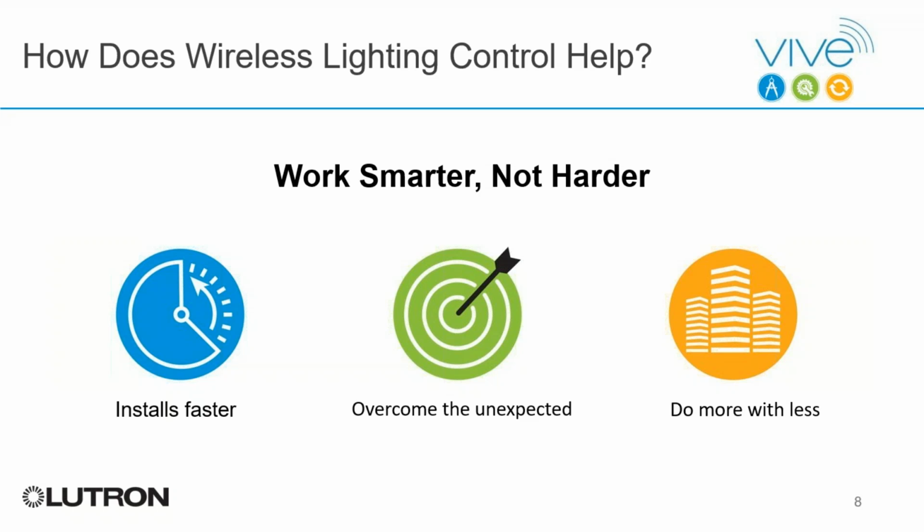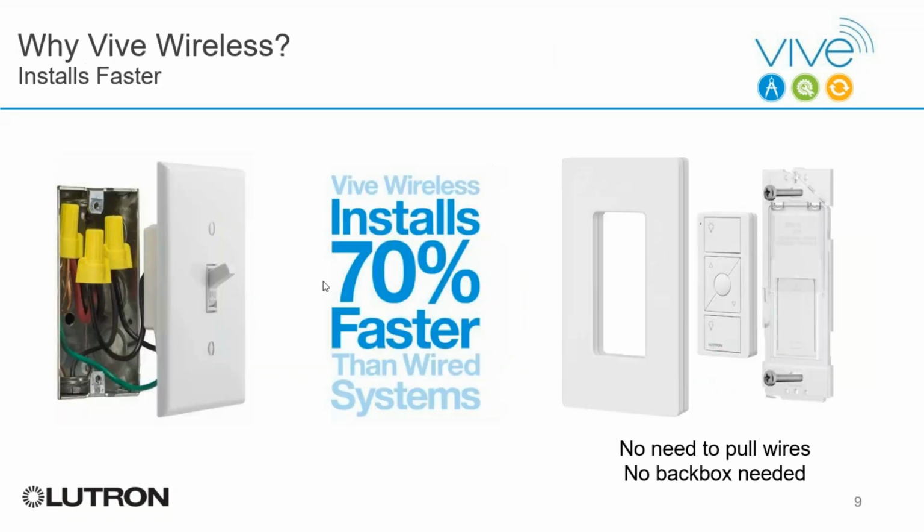And the way wireless lighting control helps to address these challenges is in three main buckets. In general, these are meant to allow you to work smarter, not harder, right? We all know how to work harder, and every contractor I've met works extremely hard. But we can work smarter: with these kinds of products, we can install faster. We can overcome all the unexpected things on a job that are inevitable along the way. And we can do more with less. Those are the things that can really help address the pain points we talked about to begin with.